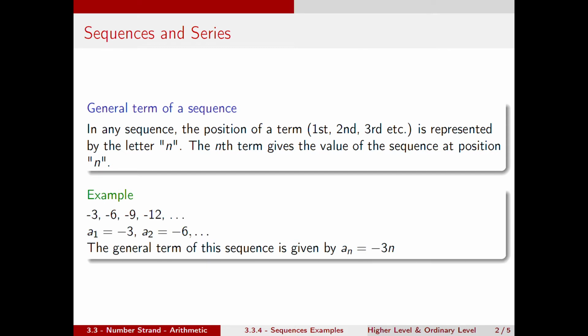If you look at the example below, we can see the sequence -3, -6, -9, -12, and so on. We can see that in position 1, or A1, we have -3, A sub 2 is equal to -6, and so on. The general term of this sequence is given by A sub n is equal to -3n. So this is a formula that will tell us any given term of this sequence. If we sub in n equal to 4, we get that A sub 4 is equal to -3 multiplied by 4, which is indeed -12, as we can see.